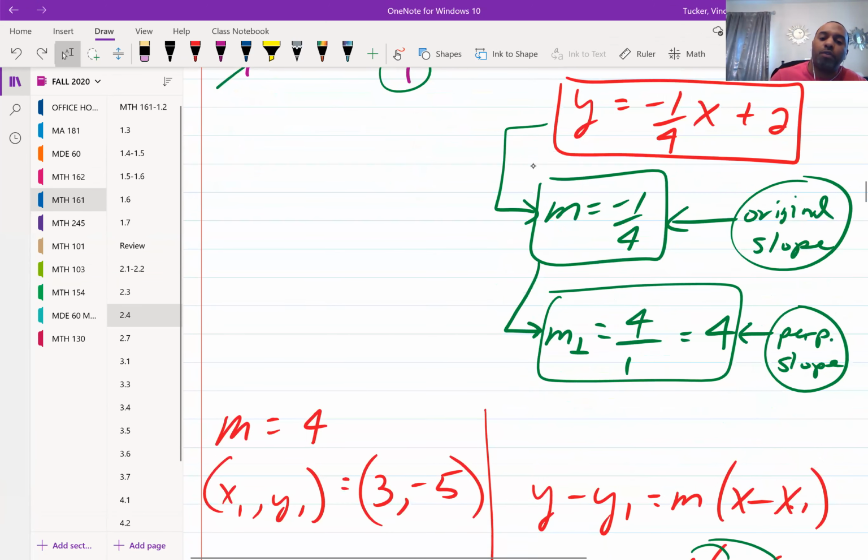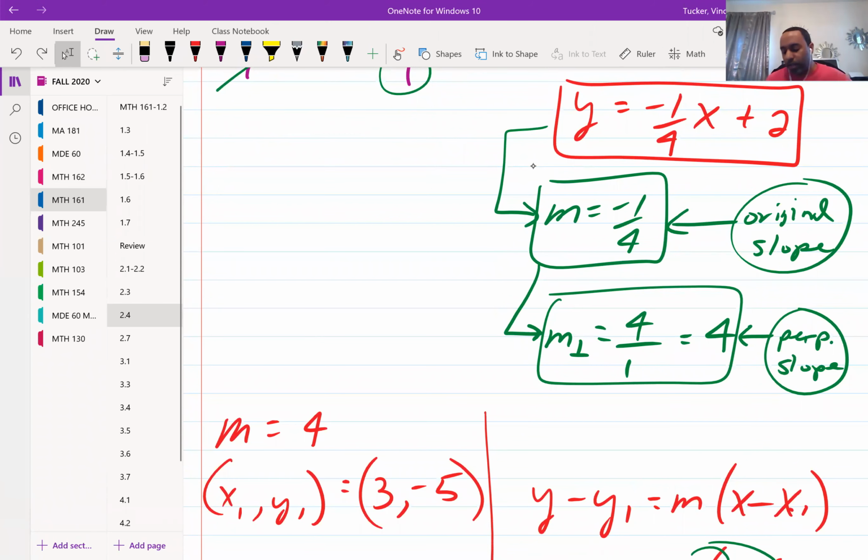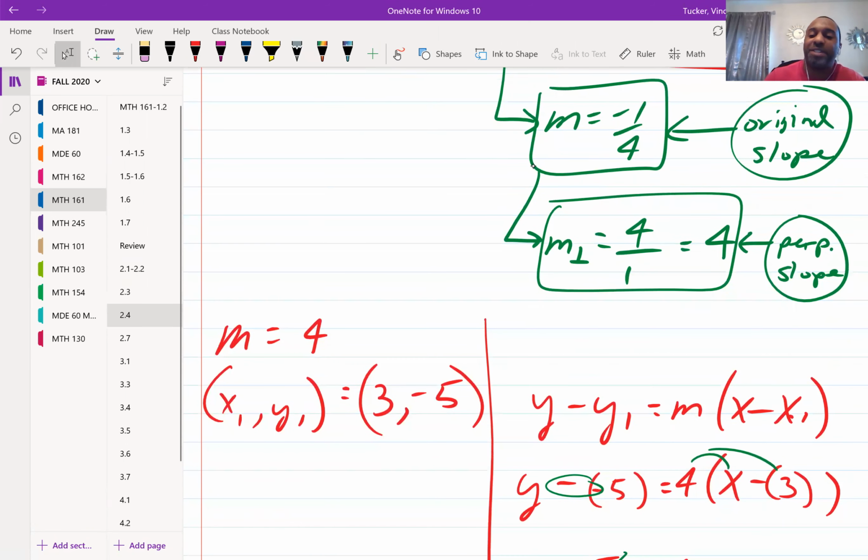So our slope is 4, and they gave us the point of 3, -5. Our line runs through 3, -5. So we have a slope and we have a point. So now we can plug them into our formula: y minus y1 equal to m times x minus x1. So we substitute in -5 for y1, 4 for m, and then 3 for x1.